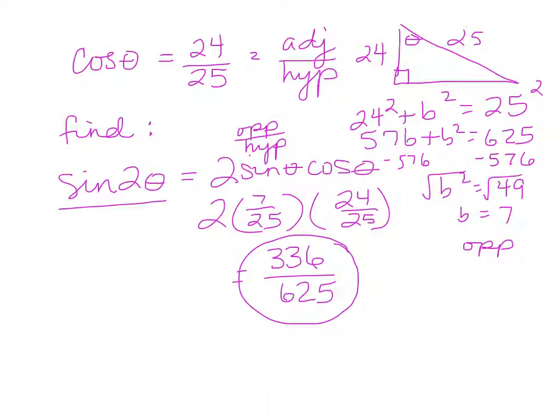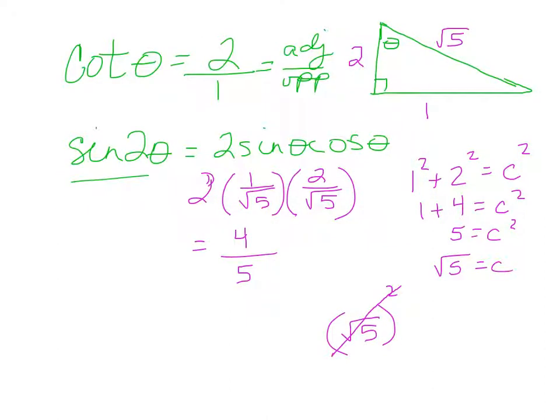The second type is what we just did, where they give you a fraction. From the fraction, you make your picture, and then you complete the problem. So those are our 2 for double angle.